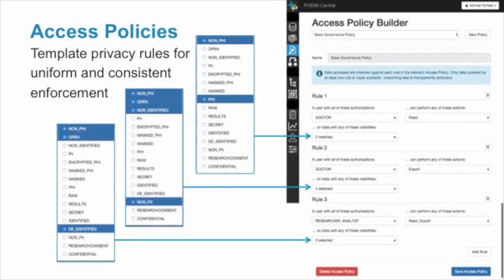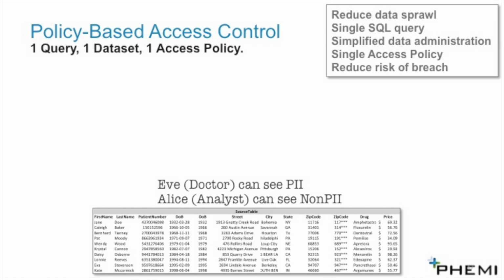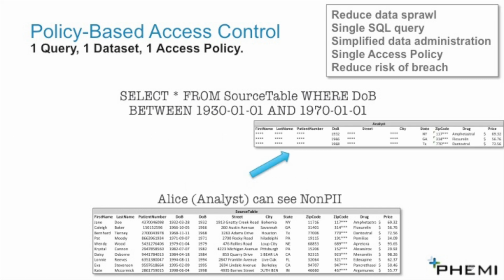With PHEMI policy-based selective access controls, a simple rule may be that doctors can see PHI and non-PHI, but only download non-identifiable data, whereas analysts can read and download non-identifiable data. A single table contains both identified and de-identified data, and policy-based access control rules determine precisely what a user can see or not see. A single query of a single data set with a single access policy. This greatly simplifies the data management process and allows organizations to share data easily and responsibly.